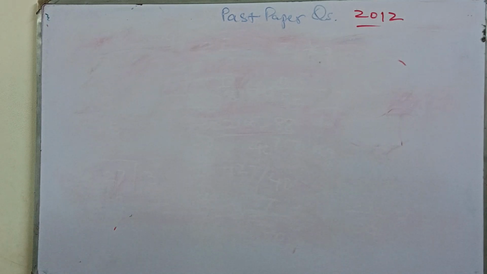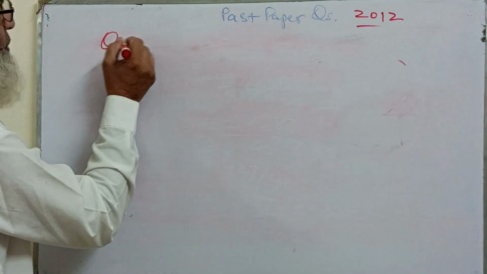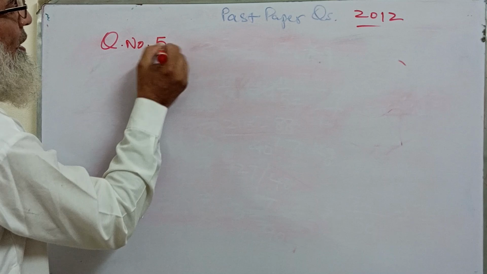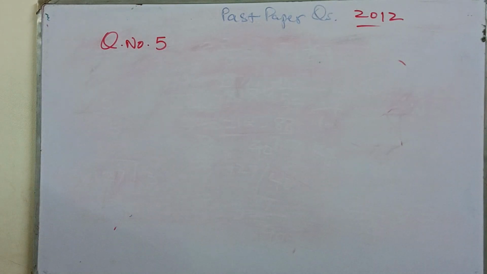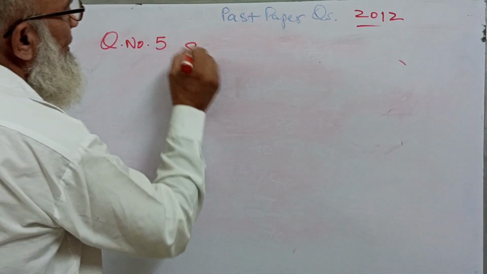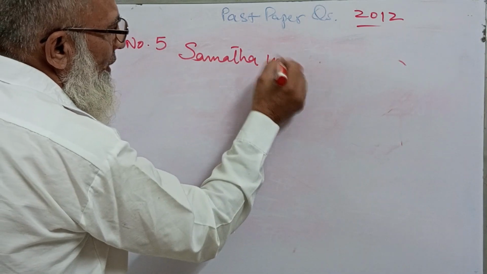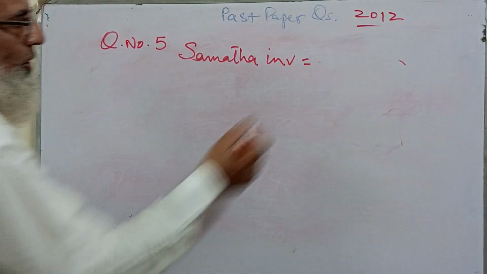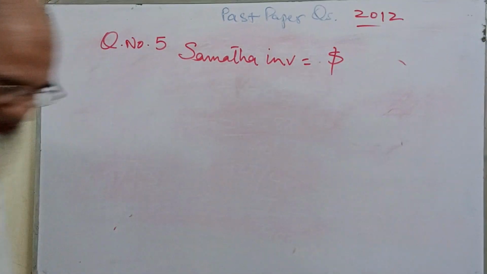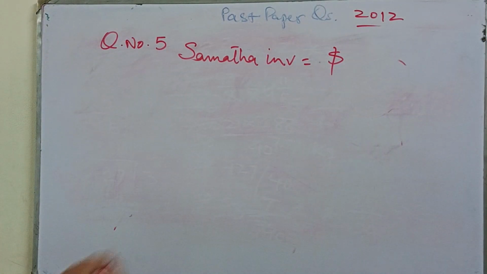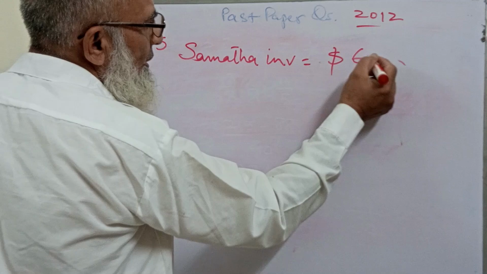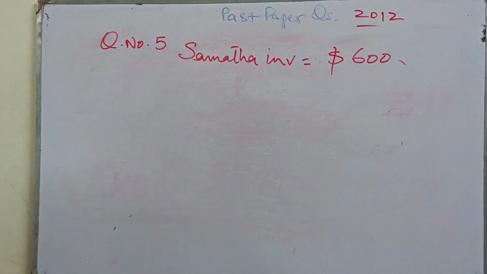Now I'll write some of the words from the word problem. Samantha invested dollars. How much? 600 or 6,000? $600. Okay, only $600.